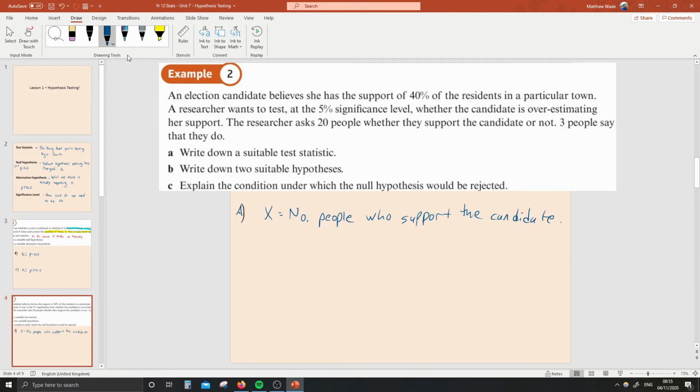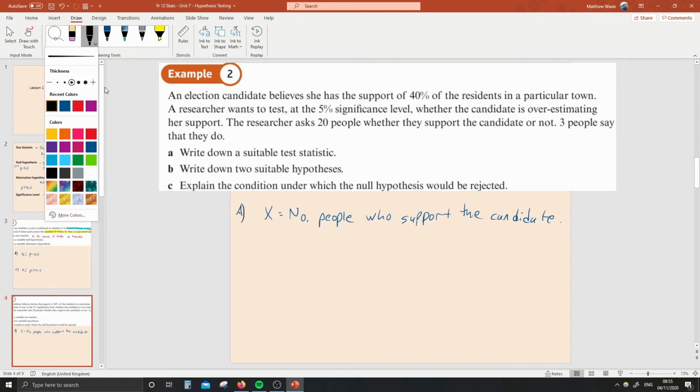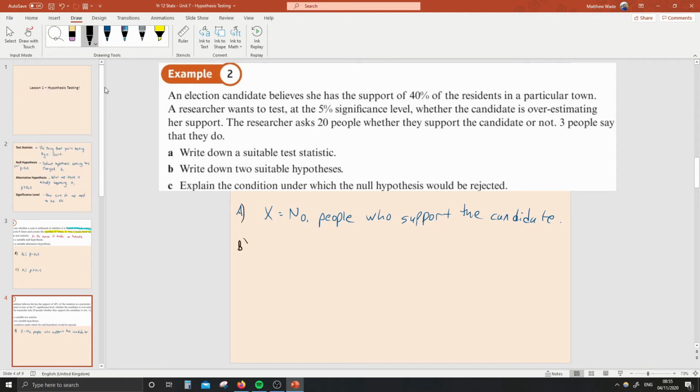Cool, does that make sense? Perfect. Now here we go. For B then, buddies, for B, we can go for this now. Write down 2 suitable hypotheses. Now you guys are already pro, so you know the 2 hypotheses are H0, the null hypothesis, and H1, the alternate hypothesis. Now here we go.